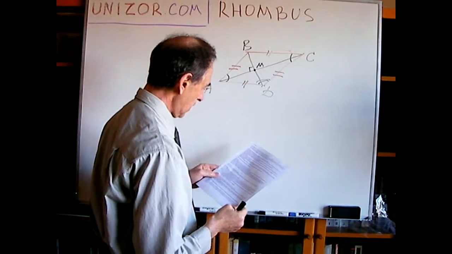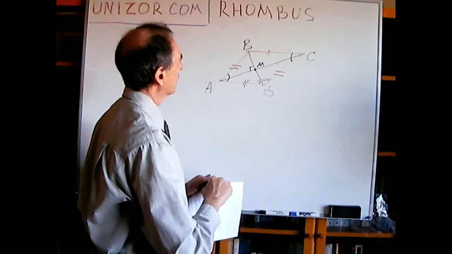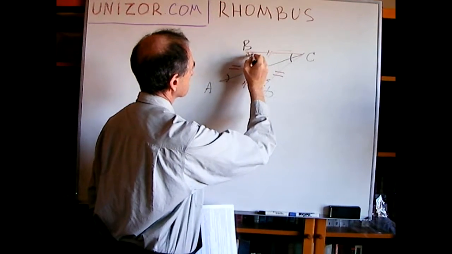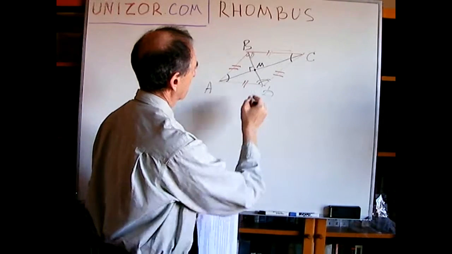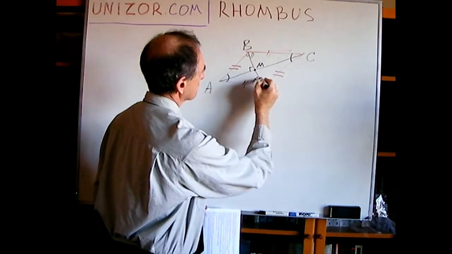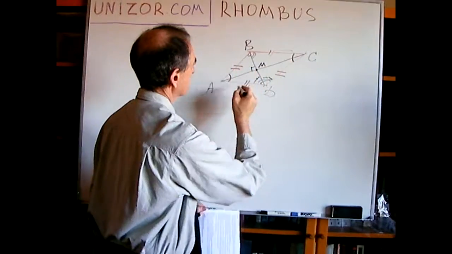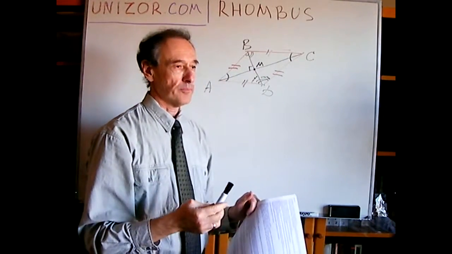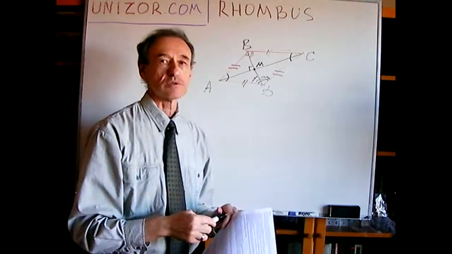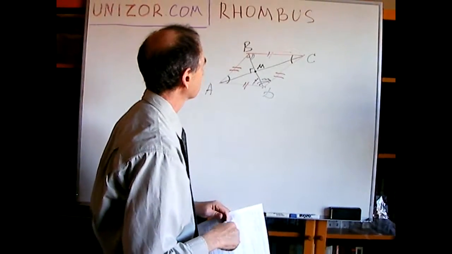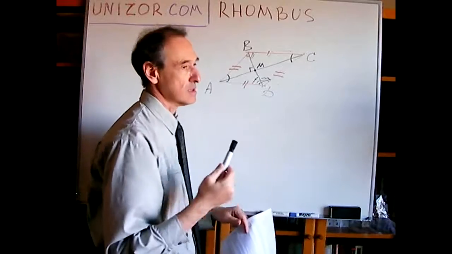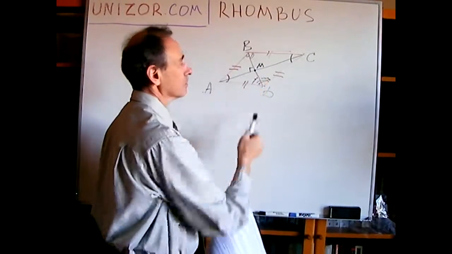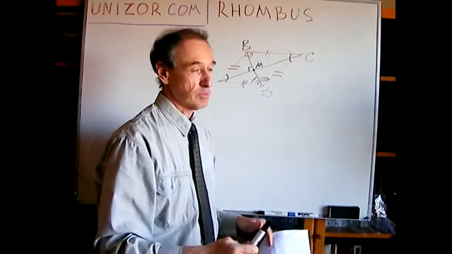Second is that diagonals are angle bisectors, that these angles are equal to each other, and these angles are equal to each other, and these. Again, it's very easy to derive it from the fact that ABC is an isosceles triangle, because again, the median is an angle bisector as well. So basically, that's the proof.